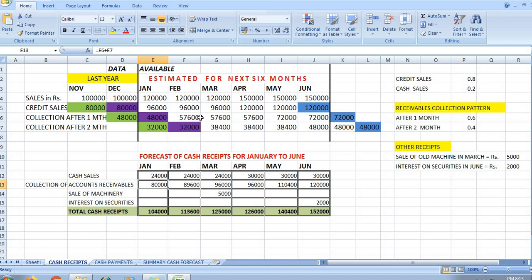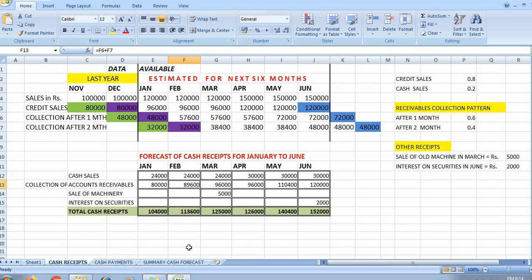Similarly, in February, if you add 57,600 and 32,000, you will get this figure, 89,600. So in this manner, we do the accounts receivable. Please keep in mind we are interested only in January to June. The rest of the figures don't matter for us. Sale of machinery: you have already been told that in March you will get 5,000. So we put the 5,000 here in March. And interest on securities, 2,000, which is coming in June. So we plotted it here.